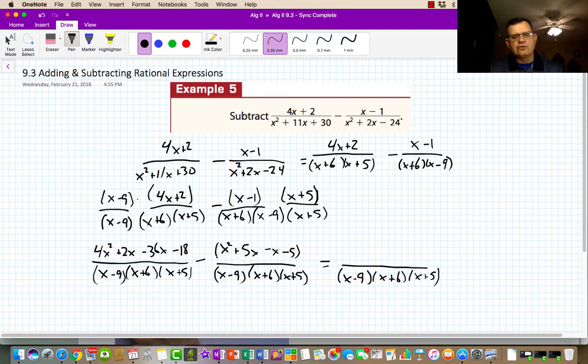And now I distribute the minus sign in here and combine like terms. So I have 4x squared minus x squared is 3x squared. 2x minus 36x is minus 34x, minus 5x is minus 39x, plus x is minus 38x. And then I have minus 18 minus a minus 5 is going to be minus 13.